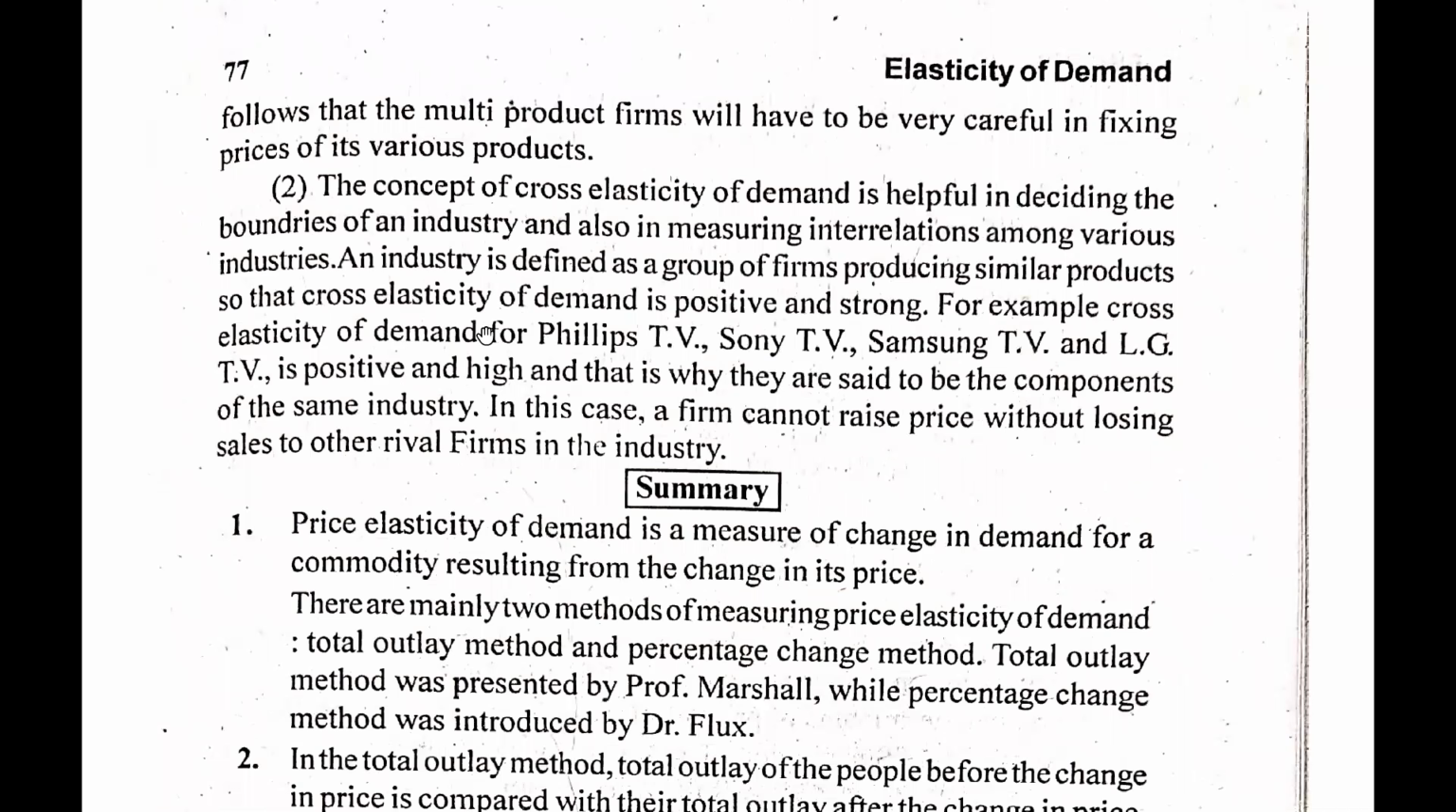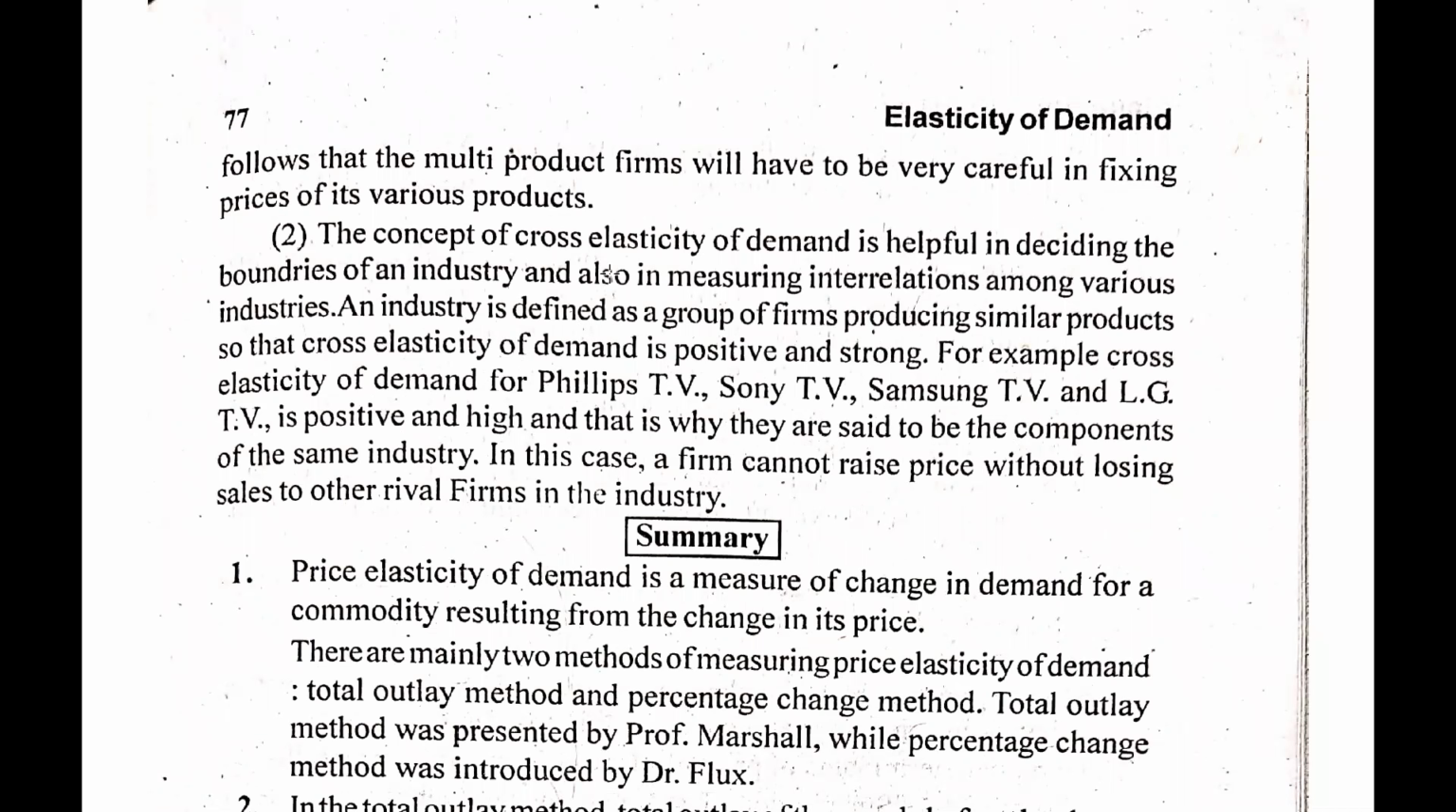The second point is quite left, but we have already discussed this concept in your chapter. So let's see the second point. The concept of cross elasticity of demand is helpful in defining the boundaries of an industry, and also in measuring interrelations among various industries. An industry is defined as a group of firms producing similar products, so that cross elasticity of demand is positive and strong. For example, cross elasticity of demand for Philips TV, Sony TV, Samsung TV, and LG TV is positive and high.